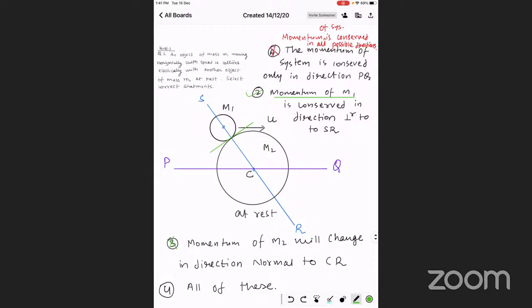So where will the momentum of M2 change? Along CR, the momentum of M2 will change. But along a line perpendicular to SR or CR, the momentum of M2 will not change.